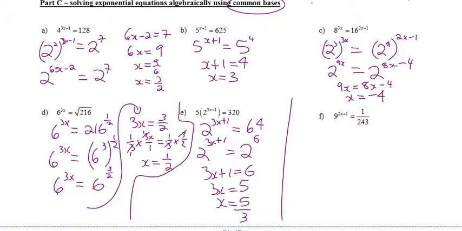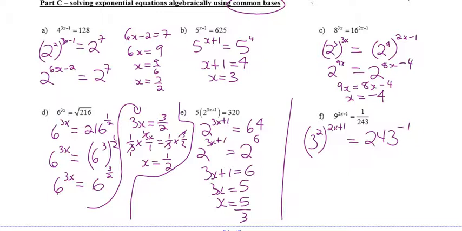9 and 243. So is 243 a power of 9? So you go 9, 9 squared is 81, 9 cubed is 729. No. Okay, so what's 9 a power of? 3. So how do we write 9 as a power of 3? 3 to the 2, right? 3 squared. Now, we can do this.